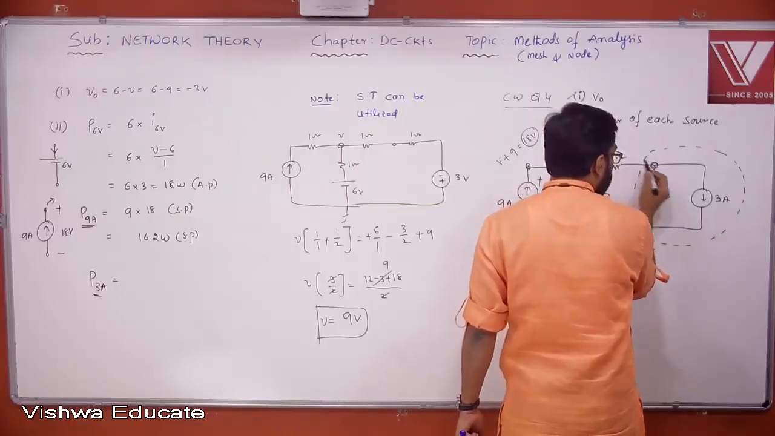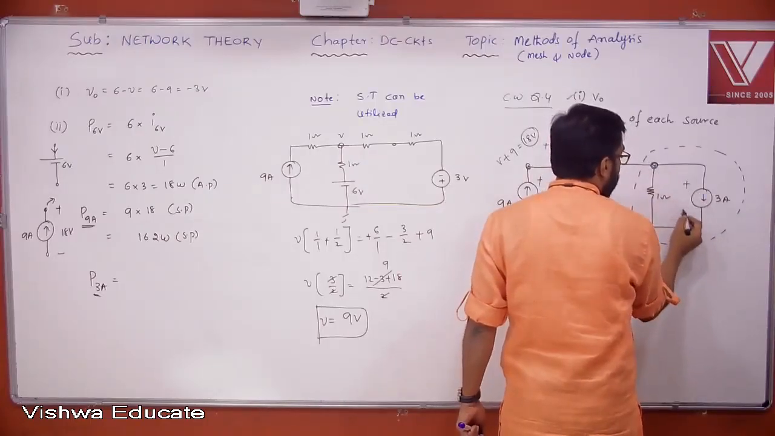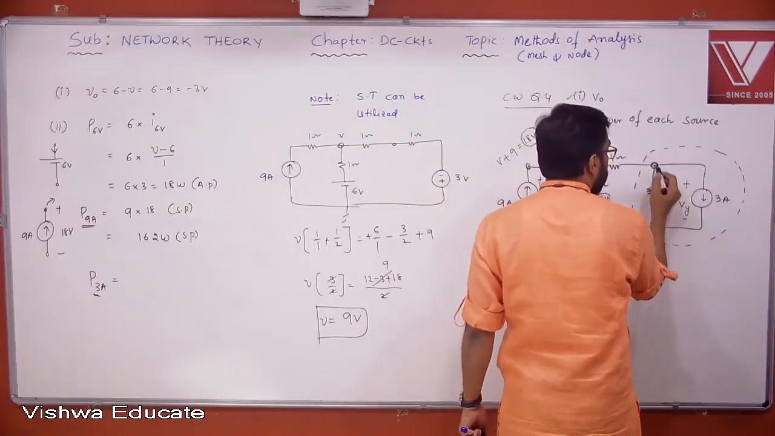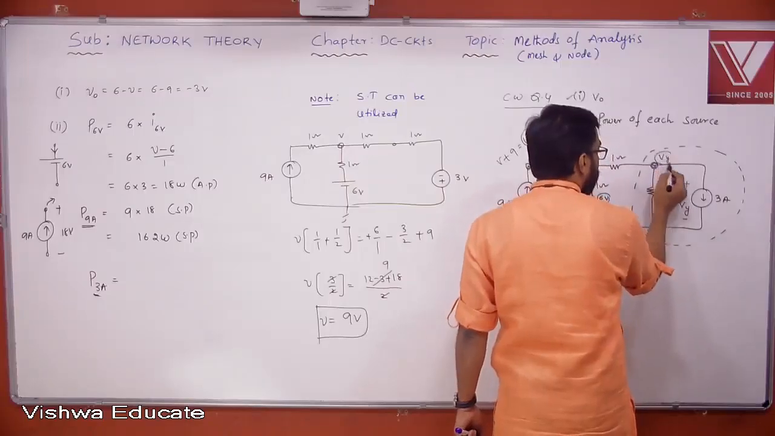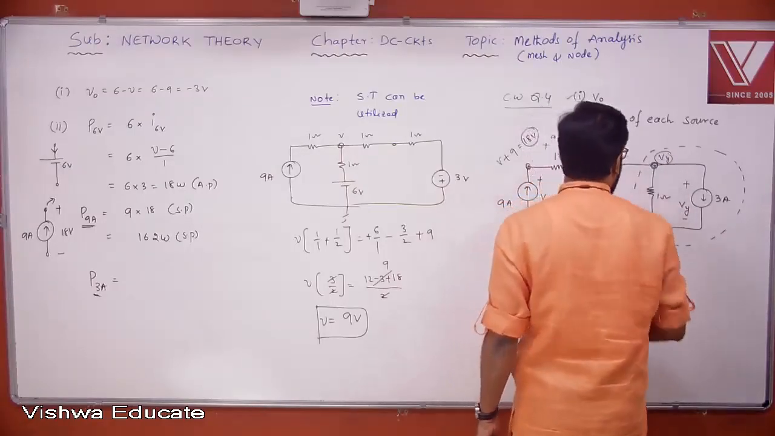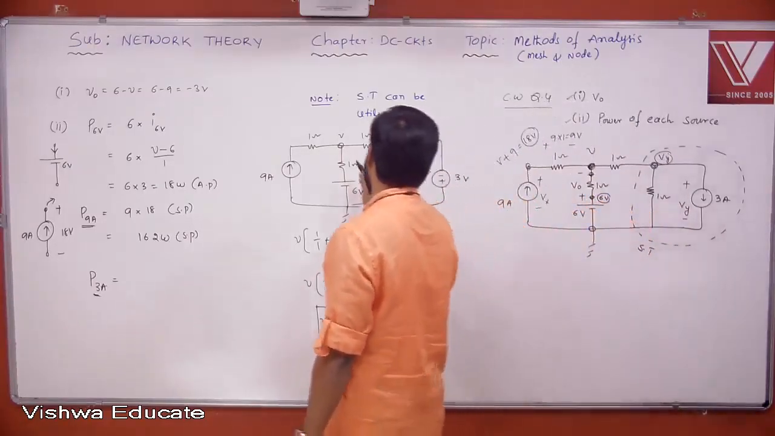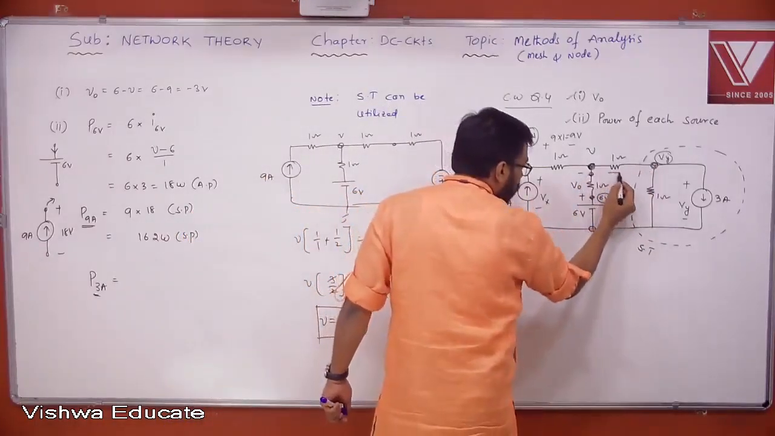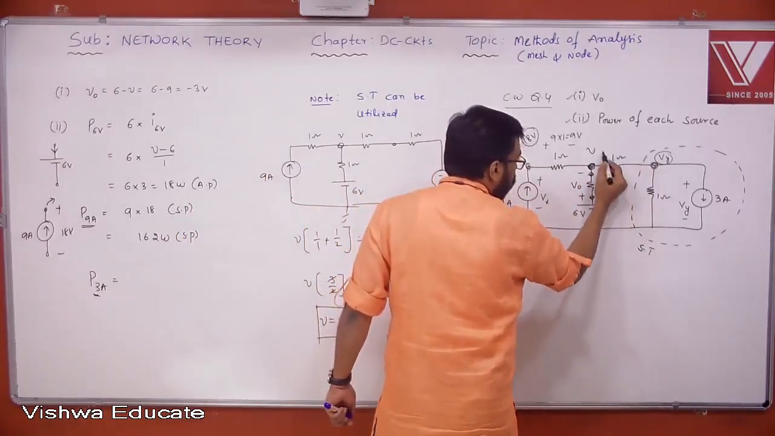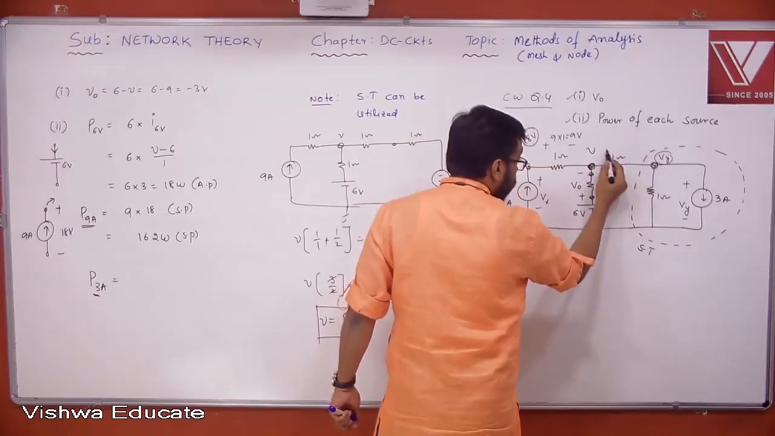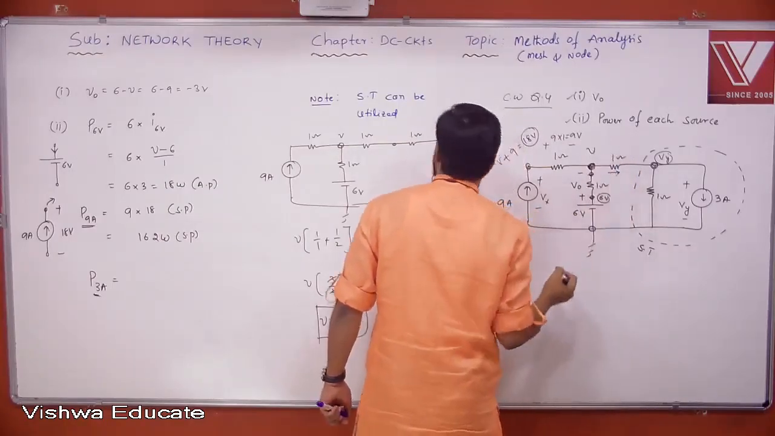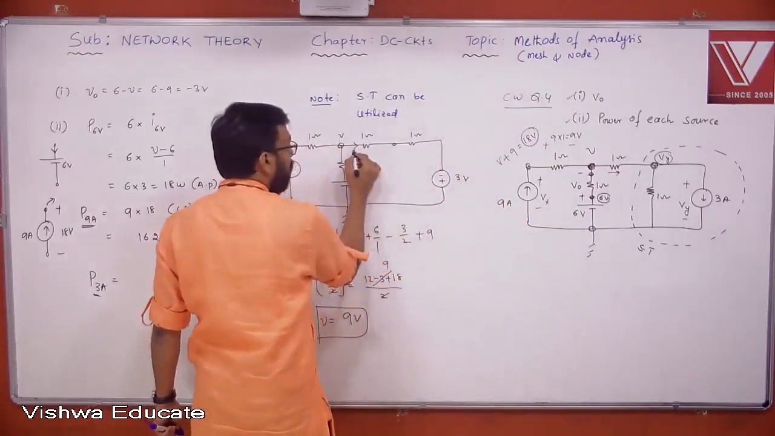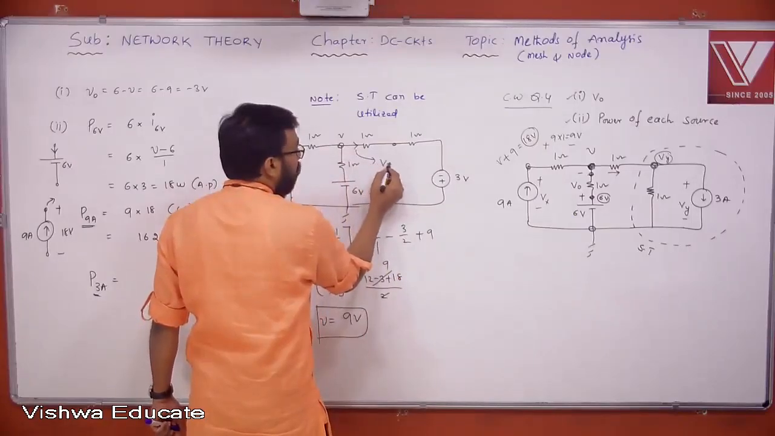If you want to find the power of the 3 ampere source, you must know this voltage. Yes or no? Jump from this point to this point. Say this is Vy, an assumption. That means this is going to be Vy. Now jump from this point to this point. To do that, you must know the current flowing here, you must know the voltage here. For that you need the current here. So let me find the current here. What is the current actually here? V plus 3 by 2.